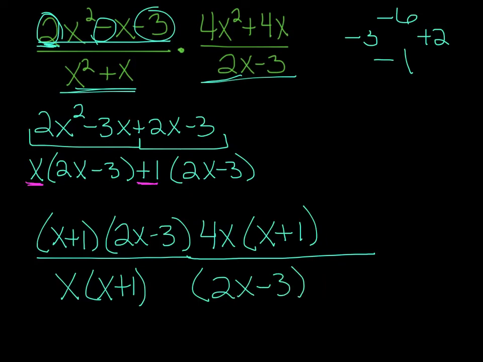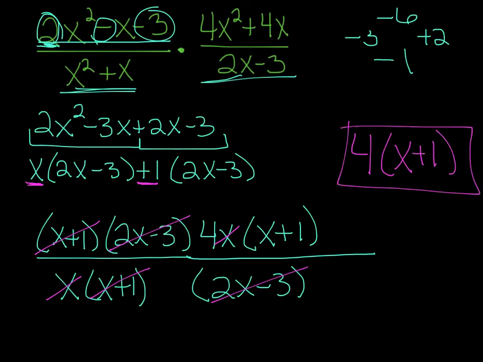So now that this thing is fully factored, we can just start crossing stuff out. x plus 1 can go, 2x minus 3 can go away. This x and this x will cancel, and so our final answer is 4 and x plus 1. Leave it factored. That's your final answer.